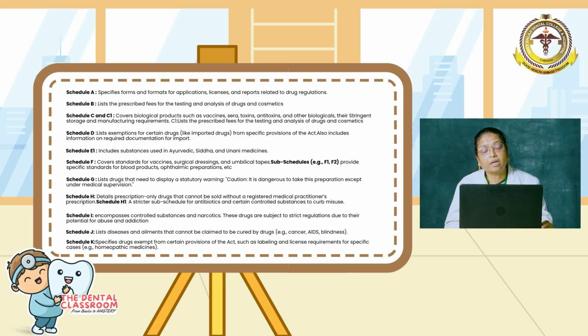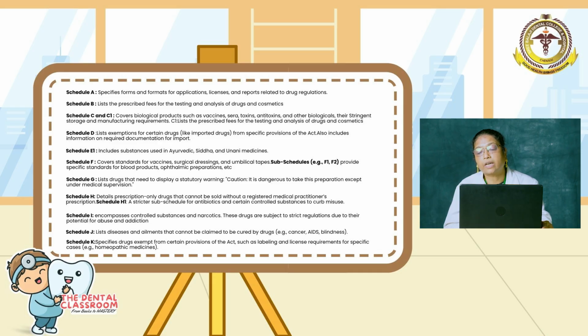Coming to Schedule A, it specifies forms and formats of applications, licenses and reports related to drug regulations. Schedule B lists the prescribed fees for the testing and analysis of drugs and cosmetics. Schedule C and C1 cover the biological products such as vaccines, sera, toxins, antitoxins and other biologicals, their stringent storage and manufacturing requirements. C1 in particular lists the prescribed fees for the testing and analysis of drugs and cosmetics.